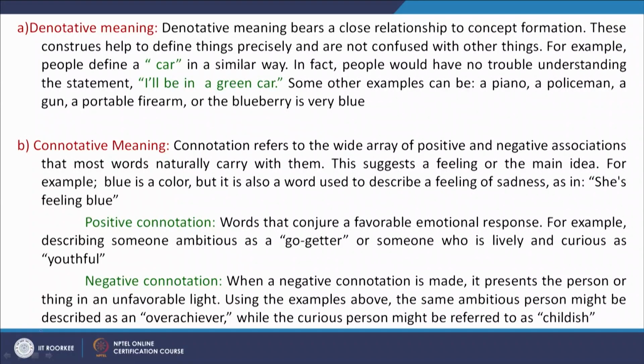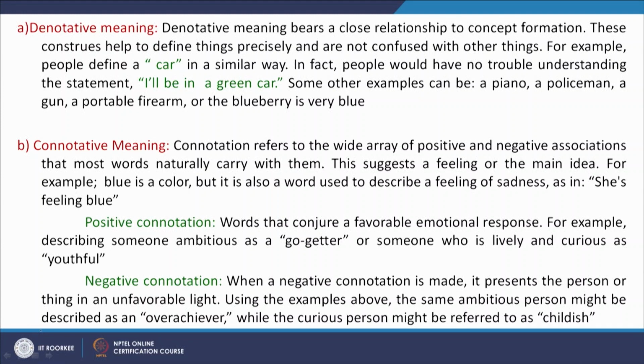So, positive connotations are words that conjure a favorable emotional response. That is, what is the assessment? So, based on this one particular word, the assessment will be positive, that means connotations are positive. For example, describing someone ambitious as a go-getter or someone who is lively and curious as youthful. So, these are the positive connotations that we ascribe to the other person while defining.